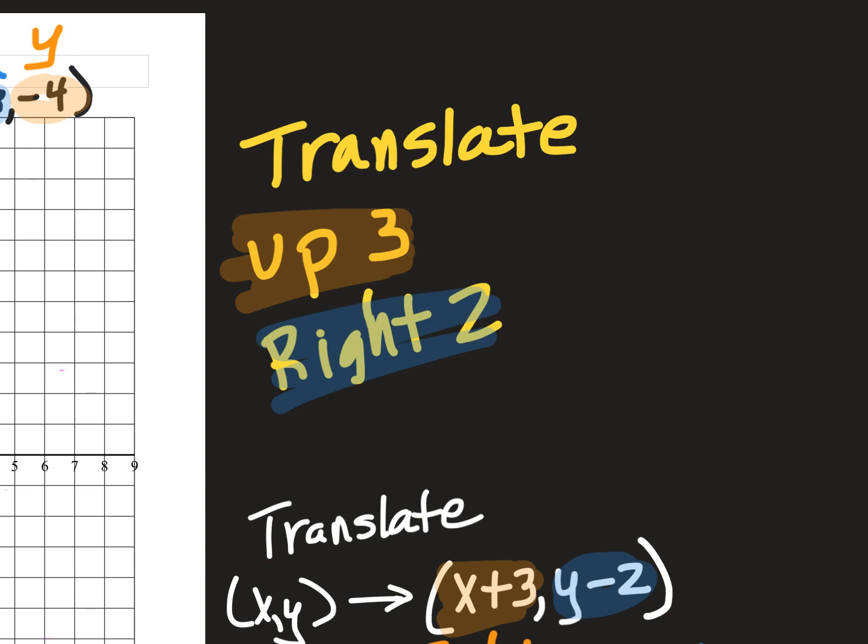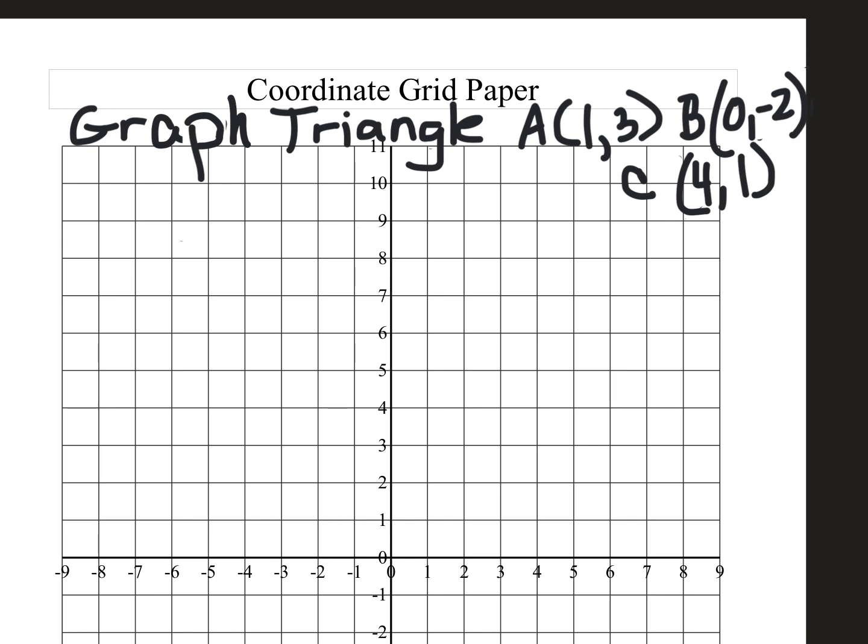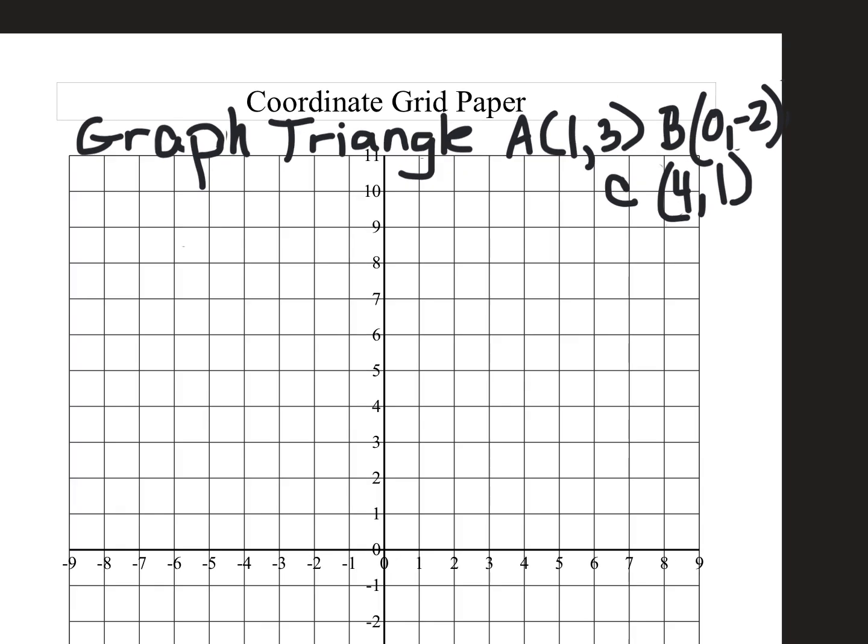If the symbolism part is a little bit confusing to you, that's okay. As long as you can do it with the words for now, you're going to be in good shape. But I know a lot of you can pick up the symbolic part really quickly too. So we're going to do one more together as a group.